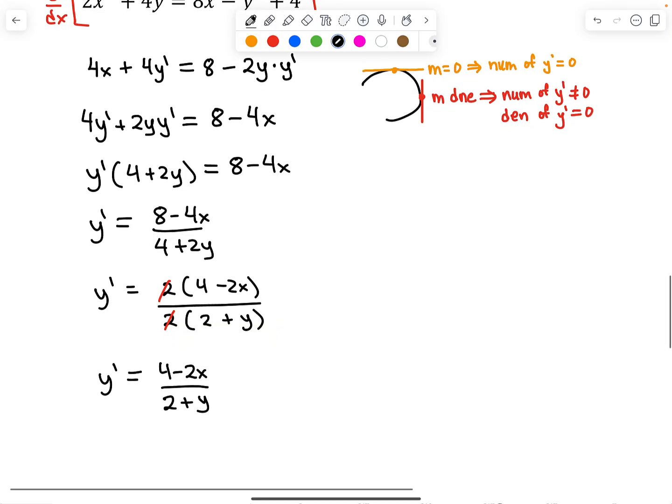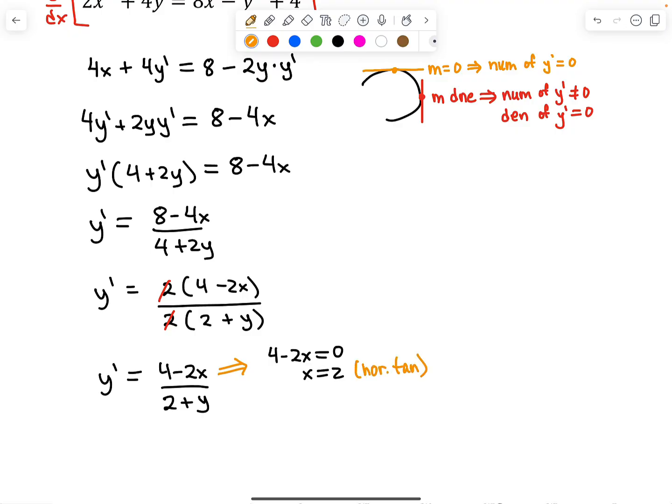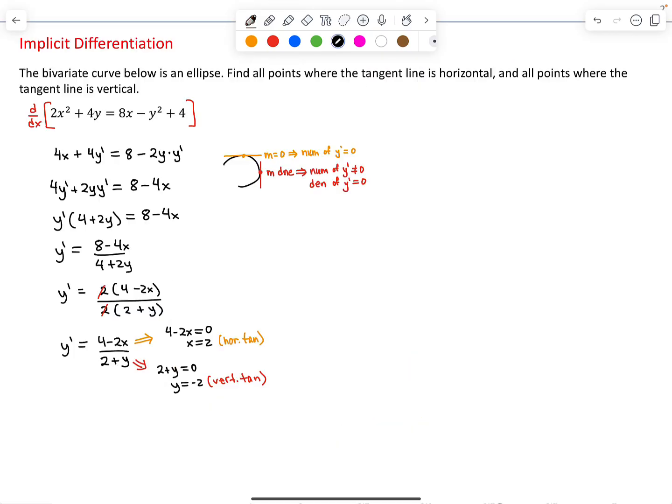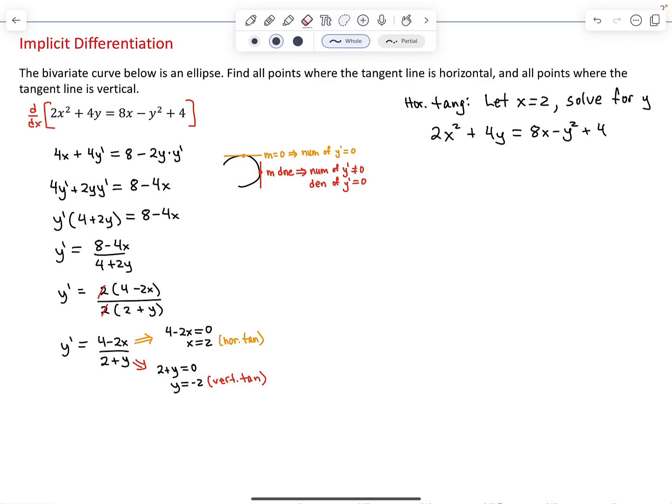So looking at my fraction that represents y prime, you set the numerator equal to 0 and solve, and we'll get x equals 2. This is where we'll have horizontal tangents. But you set the denominator equal to 0 and solve. This is where we will have vertical tangents. All right, so now let's focus on the horizontal tangents. We will let x be 2 and then solve for y. And we do this in the original equation, which is written here. Change all the x's to 2's and calculate.